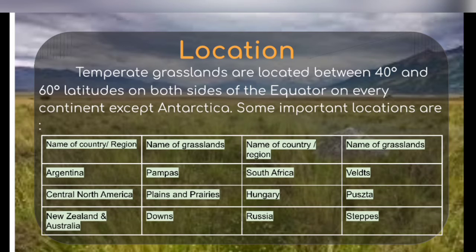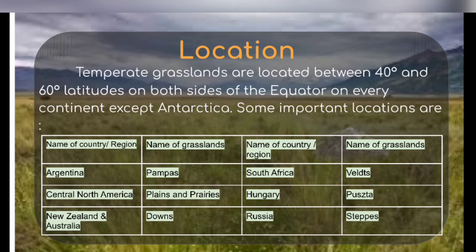So, let's get into the chapter. First topic is location. Temperate grasslands are located between 40° and 60° latitudes on both sides of the equator. What are latitudes? Latitudes are horizontal lines. So, it is located on both sides of the equator on every continent except Antarctica.